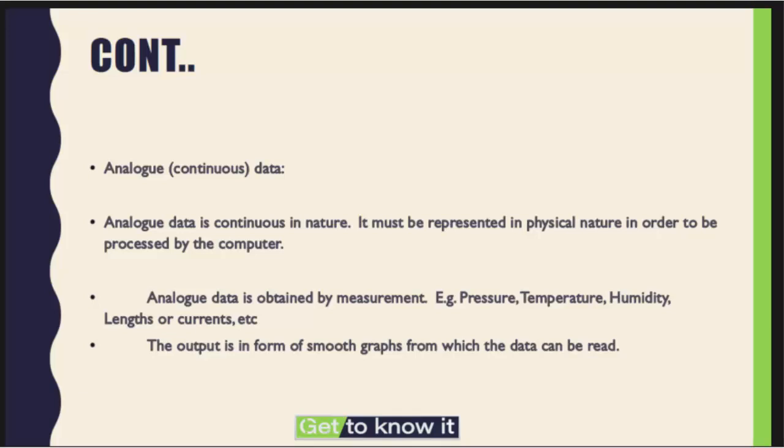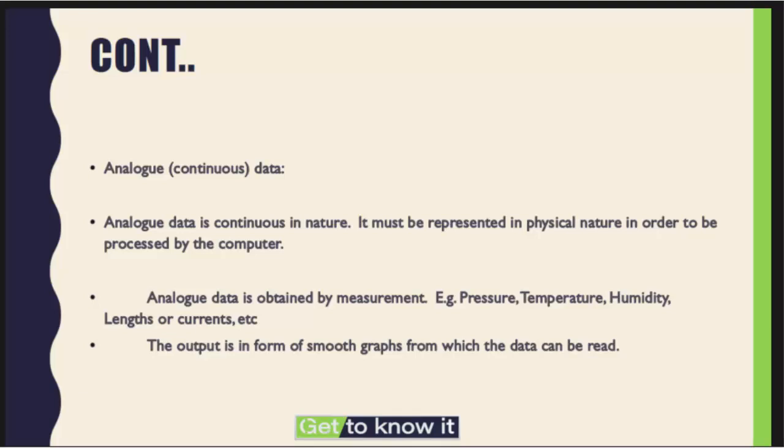So what is analog data? On the other hand, analog data is continuous in nature. So we've seen that digital data is discrete in nature, while analog data is continuous in nature. And that means it is represented in physical nature in order to be processed by a computer. So analog data is obtained by measurement. That is when you are measuring pressure, temperature, humidity, the length or the current of anything. That one we usually call analog data. So the output is in form of smooth graphs from which the data can be read.